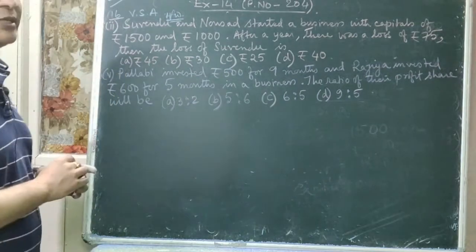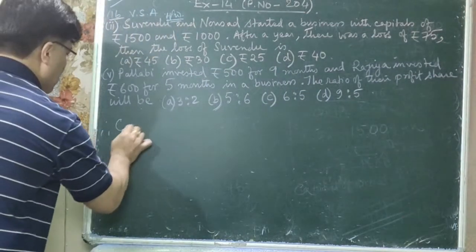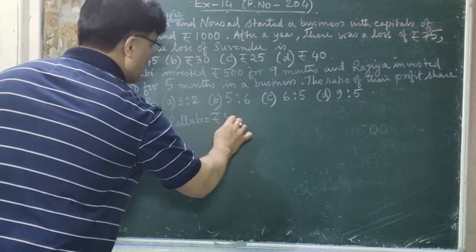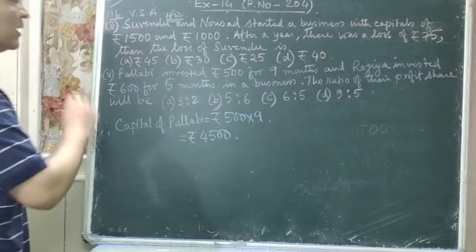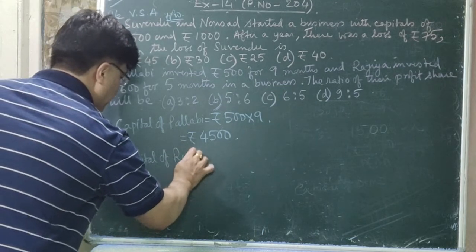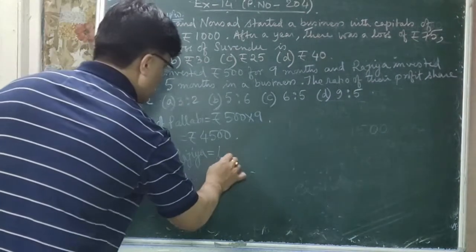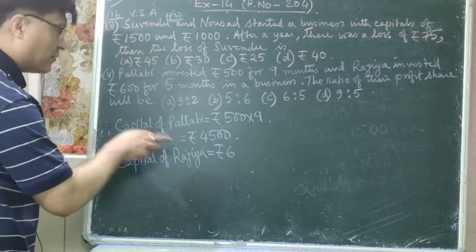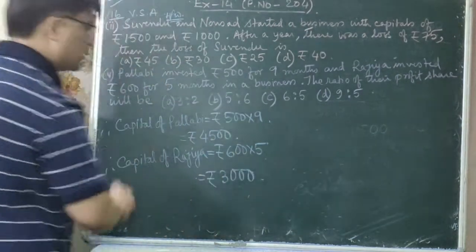Now how do we find the ratio of capital? Here it says Pallavi invested rupees 500 for 9 months. So the capital of Pallavi is rupees 500 for 9 months, which is equal to rupees 4500, you can multiply them. Also, what is the capital of Rajya? Rajya invested rupees 600 for 5 months. So the capital of Rajya is equal to rupees 600 into 5. 600 into 5 is equal to rupees 3000, right?